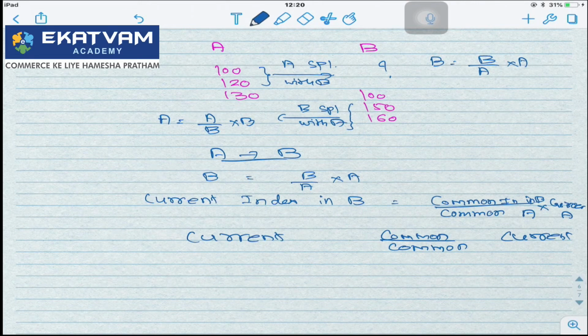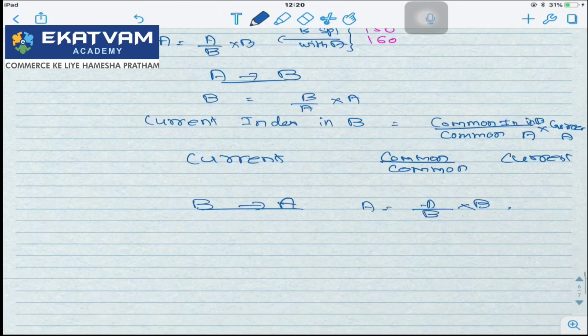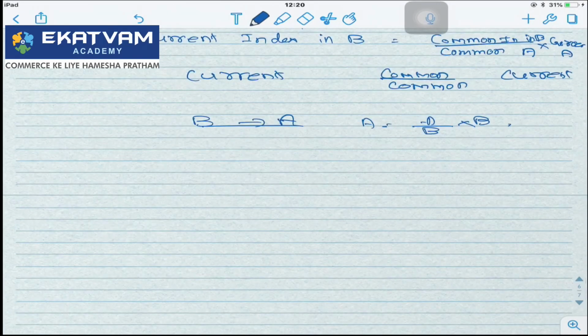Clear? And tell me, what is the formula then for splicing B with A? It's A equal to A upon B into B. Check and confirm. This is splicing. Nothing more than that can come in that type. It's very, very simple.